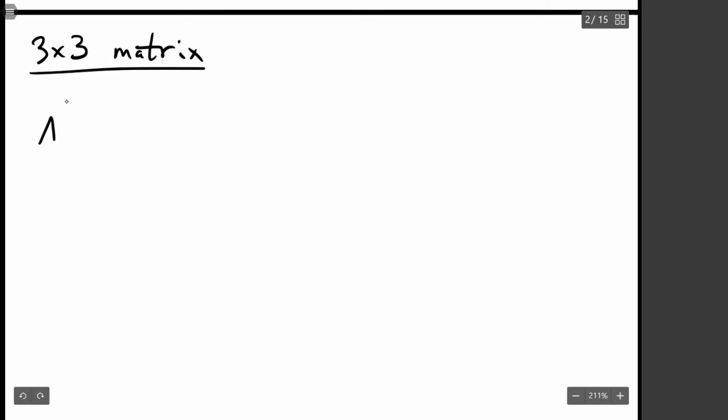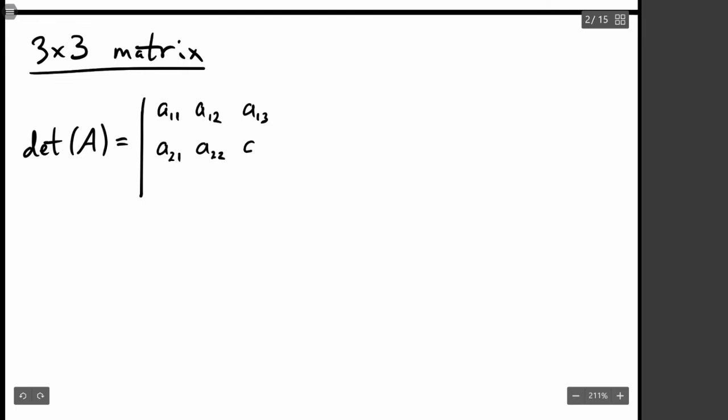So, det A, in this case, we're looking at the determinant of A11, A12, A13, A21, A22, A23, A31, A32, A33. What we can do here is use what's called a first row expansion. So we're going to start with this first row.